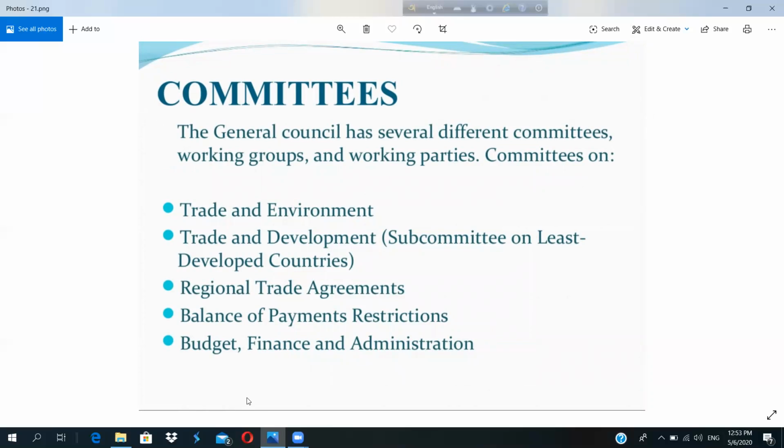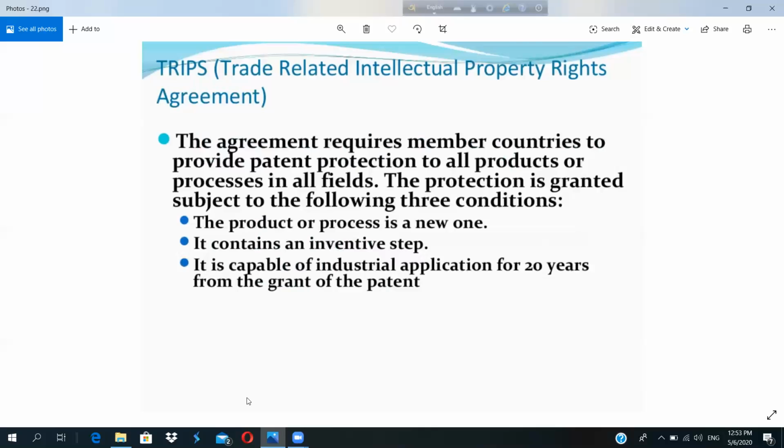Committees. The General Council has several different committees, working groups and working parties. Committees on trade and environment, trade and development, regional trade agreements, balance of payment restrictions, budget, finance, and administration.